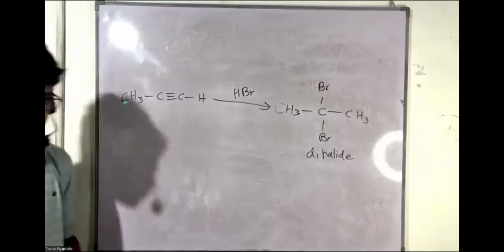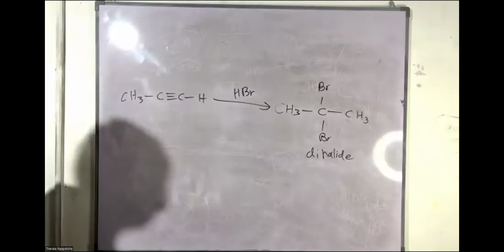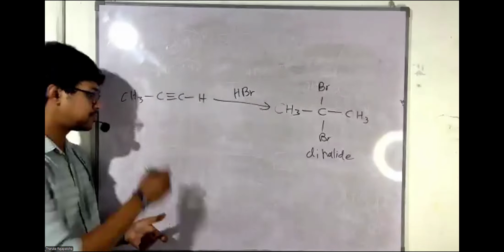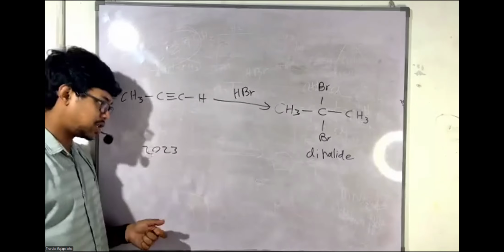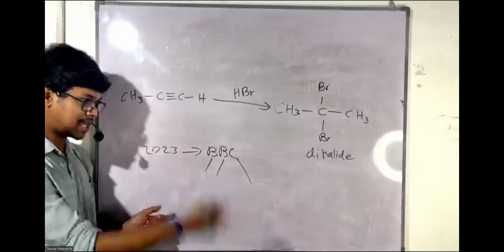I'm a first year student of University of Colombo. So I did my A-levels in 2023. First try, I had a result of B, B, C. Chemistry, physics, and biology C. This is my first try result.